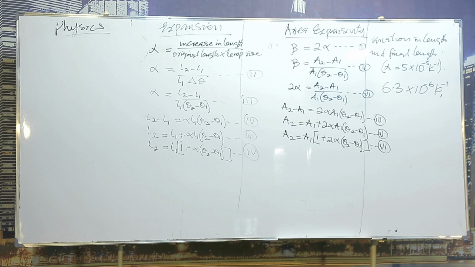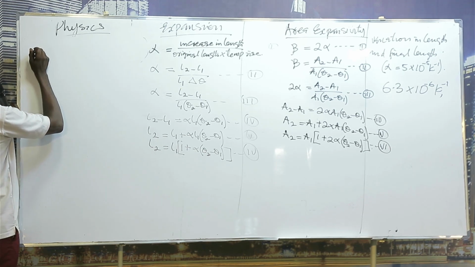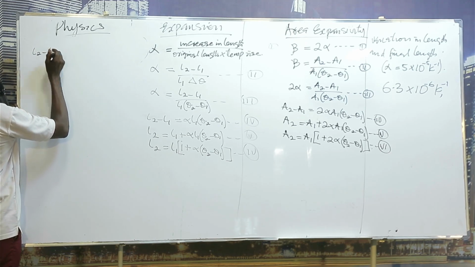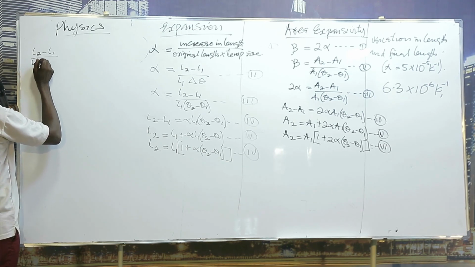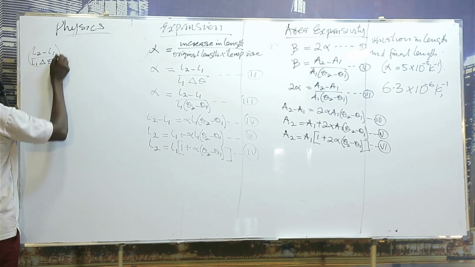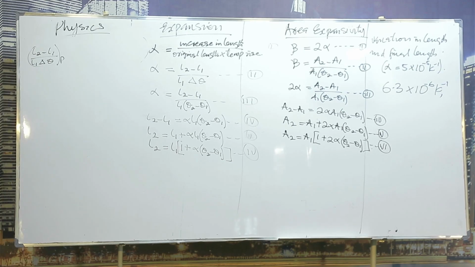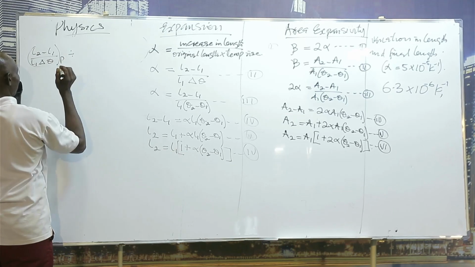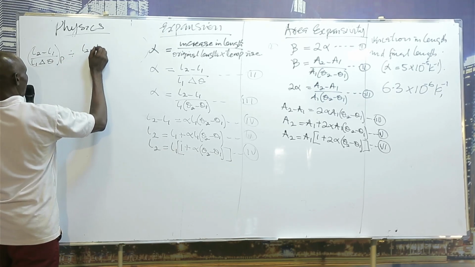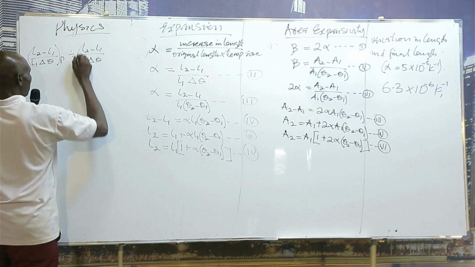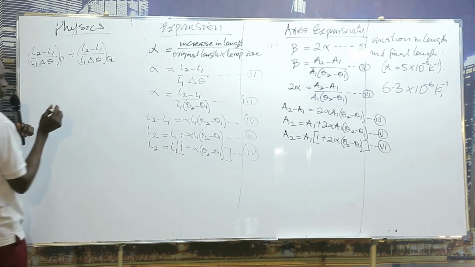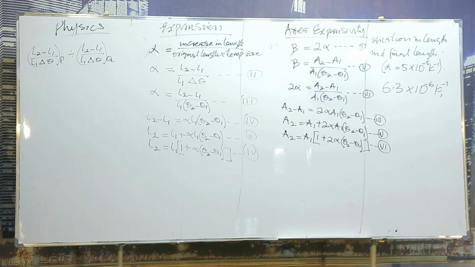What you're supposed to do, you just come back to the 2 of them and write down that L2 minus L1 over L1, change in temperature. This is for P. I want you to understand this. Look at the board. Divided by L2 minus L1 over L1, change in temperature. This is for Q. And then you go by that.